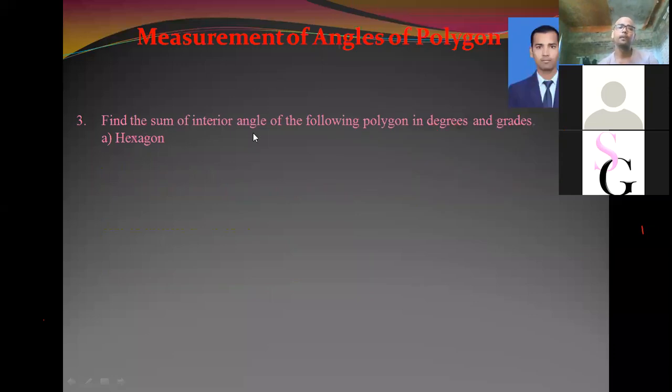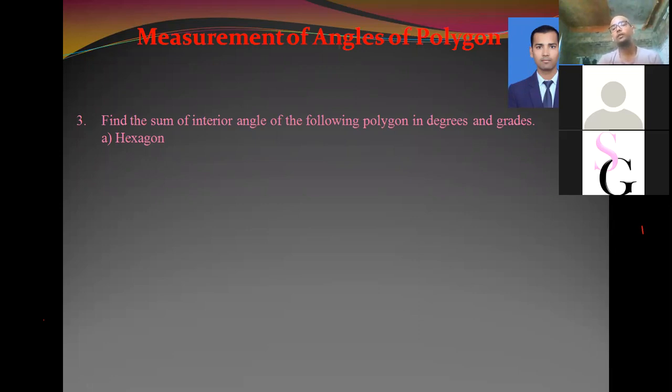Find the sum of the interior angles of the following polygon in degrees and grade. As per the question, we have a hexagon and we need to find the sum of the interior angles of the hexagon in degrees as well as in grades.